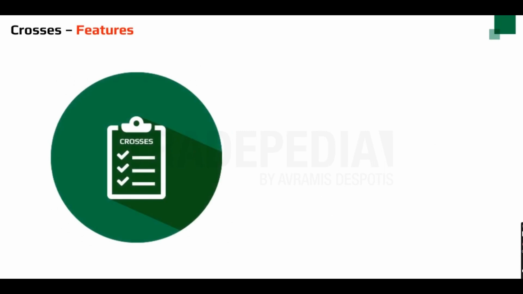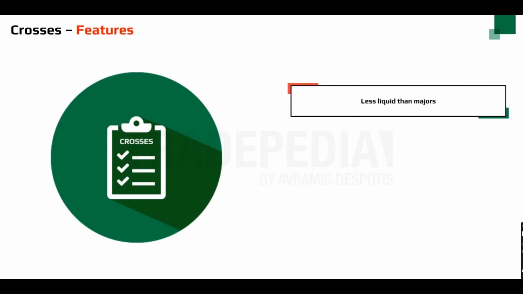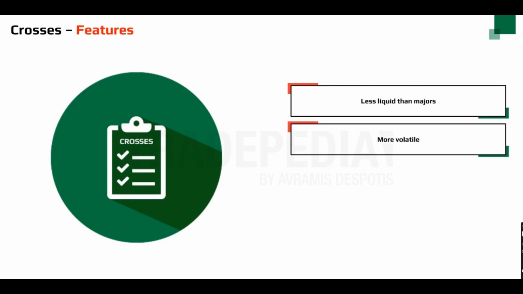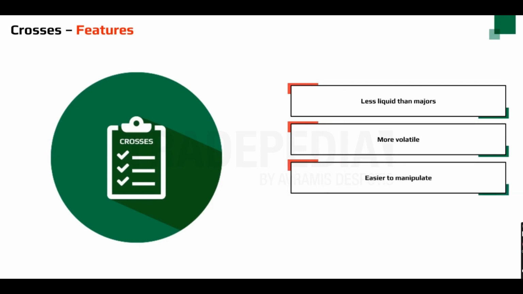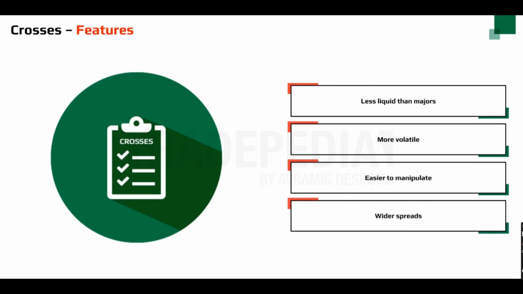Crosses are considered slightly riskier than major pairs and known for the following features. They are less liquid as they are not heavily traded. They are more volatile compared to the majors. They are slightly easier to manipulate than majors due to the reduced volume. They are characterized by low to medium transaction costs.